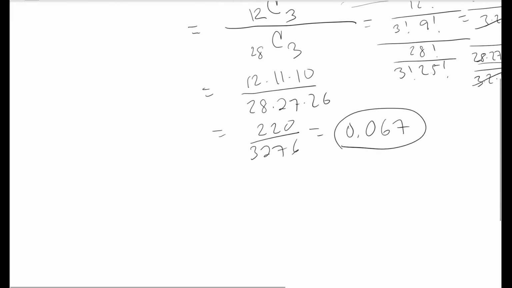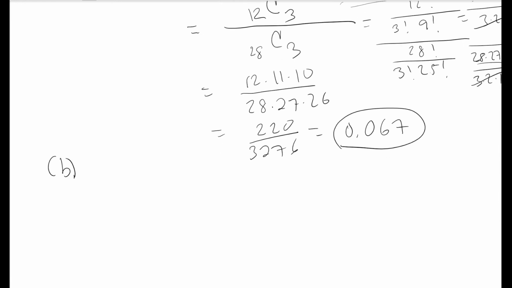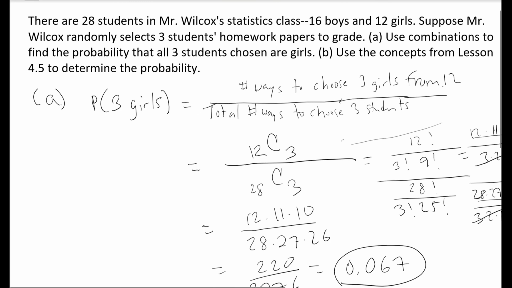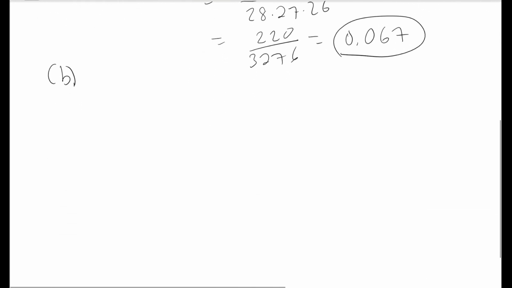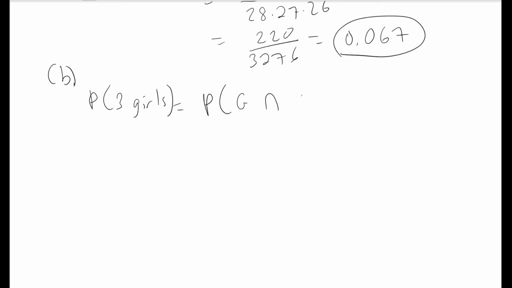Right, so now let's look at part B. Now part B wants you to use the concepts from lesson 4.5. Lesson 4.5 involved the general multiplication rule. So if we want the probability of choosing 3 girls, well, this is the same thing as the probability of a girl and a girl and a girl.